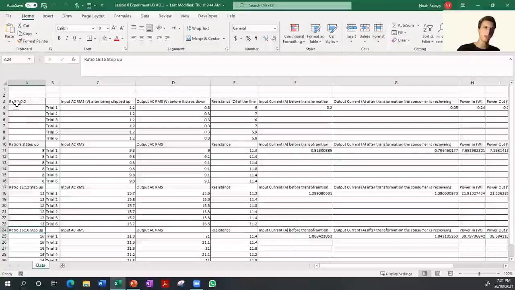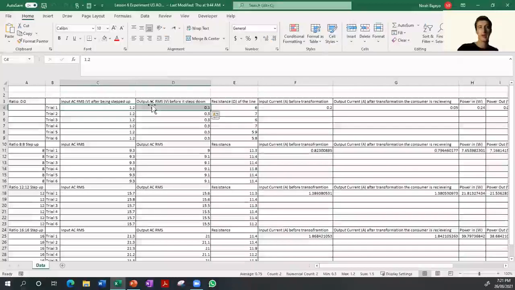In each of those we take 6 trials, labeled 1 to 6, like so. And in our photos, we take a look at the input voltage. So that's measured by 1 voltmeter, an output voltage before it's being stepped down. So this is obviously between the transmission lines.